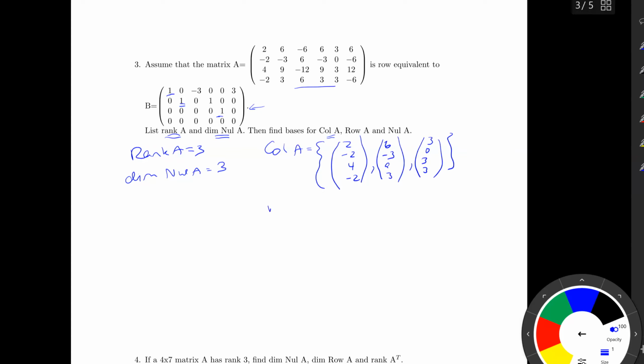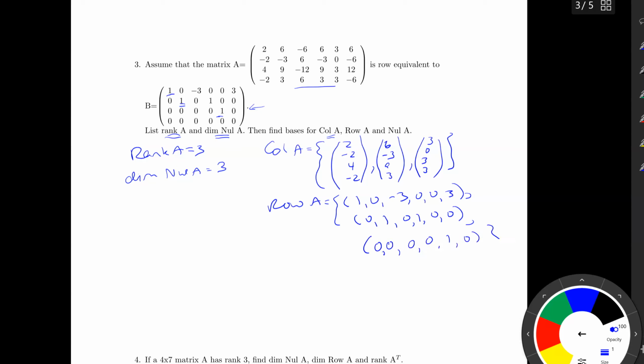The basis for row A, I'm just going to pick the 3 rows. So 1, 0, negative 3, 0, 0, 3. The 3 pivot rows. And the last one, 0, 0, 0, 0, 1, and 0. Okay, so those 3 rows are the basis for row A.